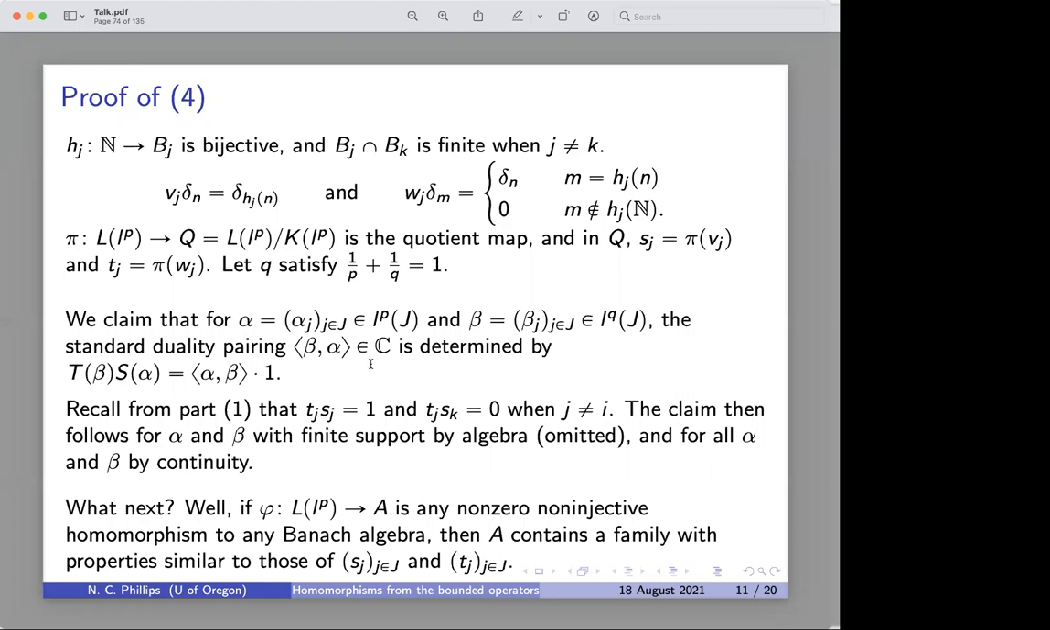Okay, so what next? Well, if you now have a homomorphism from bounded operators on LP to any Banach algebra A, which is not injective and is also non-zero, then A contains the image under phi of these Sj and Tj things, and you get something similar to the statement of the proposition. The isometry parts are no longer true because phi, I guess I want to assume phi is continuous. I should have said that. But up to equivalence of norms, you effectively get the same thing.